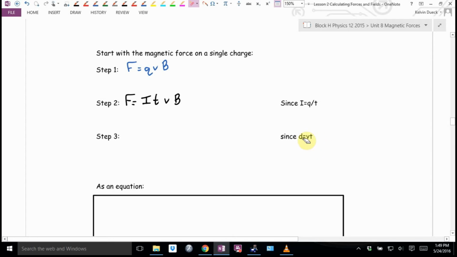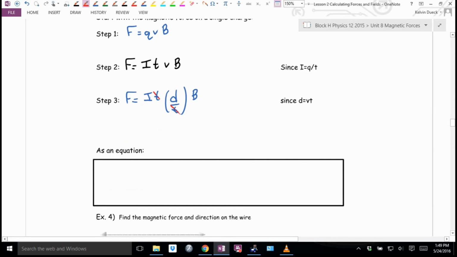How could I write V with that? How could I get the V by itself? More specific, V equals? Kyle. Okay, so we get this: F equals, there's an IT, there's a D over T, and a B. Hey, what happens to the times?